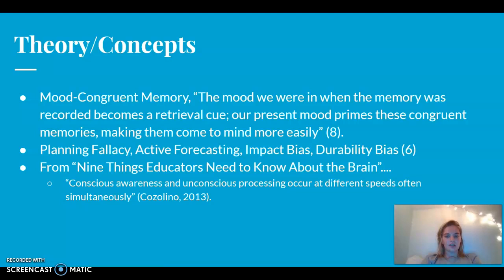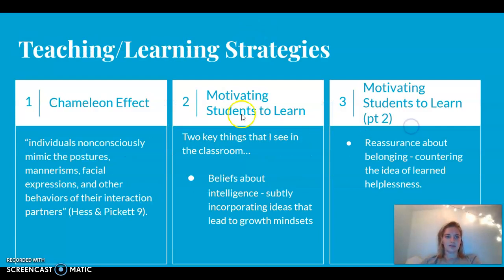And from 9 Things Educators Need to Know About the Brain, I thought it was really fascinating to think about the fact that conscious awareness and unconscious processing occur at different speeds, often simultaneously. So we can be aware of something, but we can't fully process what's going on until maybe shortly after that happens. Those are some of the theories and concepts.